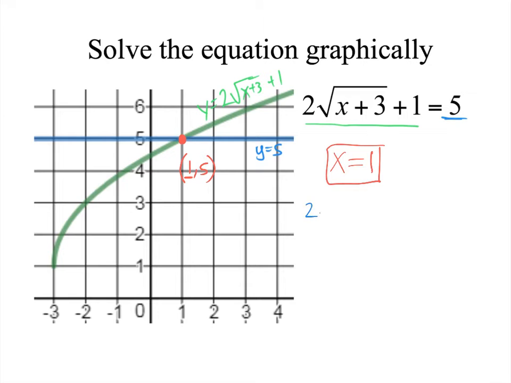Watch this. If I put the point in, 1 plus 3. Again, 1 comes from right above. See the 1 I plugged in for x? And if I crunch that real fast, I get 2 times the square root of 4 plus 1, which is 2 times 2 plus 1. Can you see that's going to equal true? 5 equals 5.